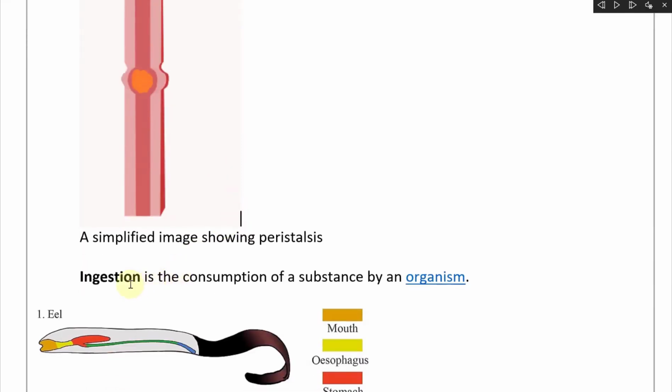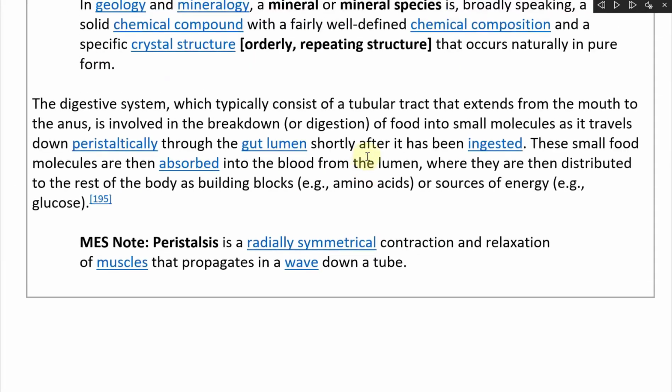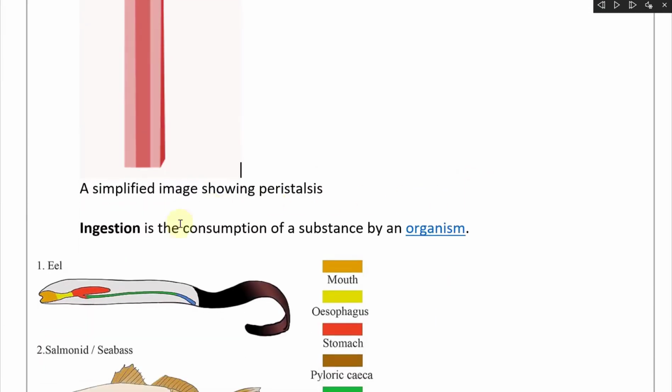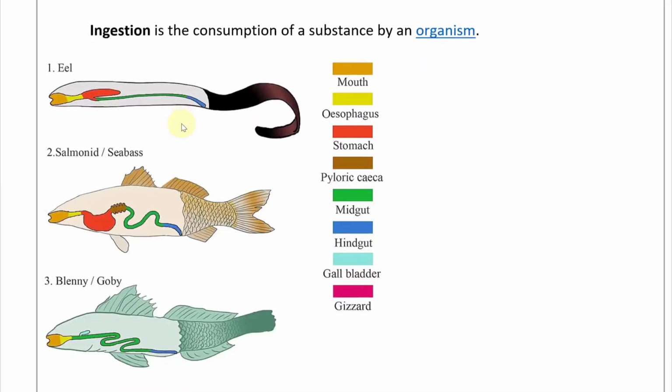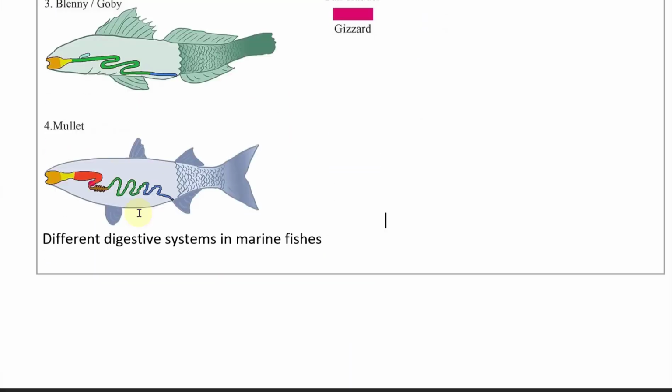All right, let's continue further. So ingestion, that we mentioned over here. It peristaltically goes down through the gut lumen shortly after it has been ingested. Ingested is basically the consumption of a substance by an organism, or just taken in. And now let's take a look at this figure here.